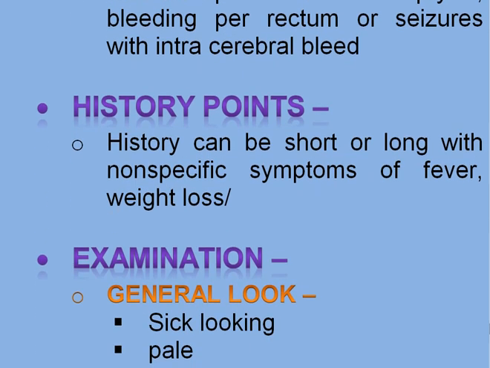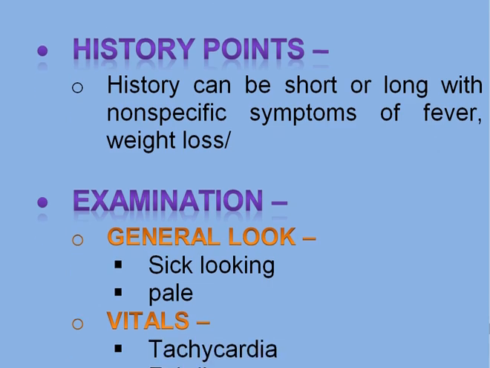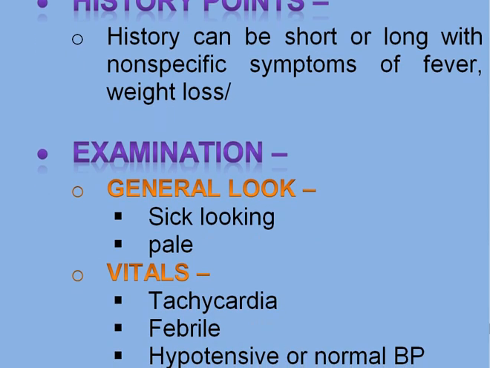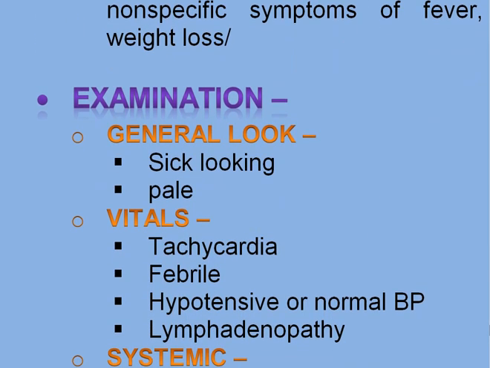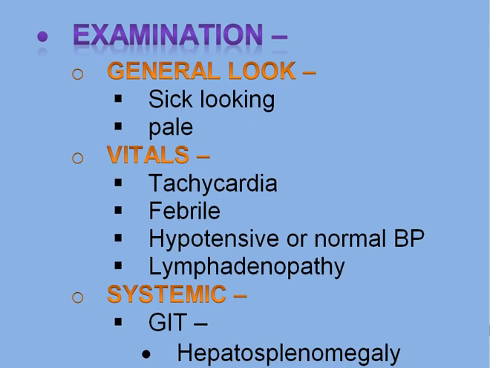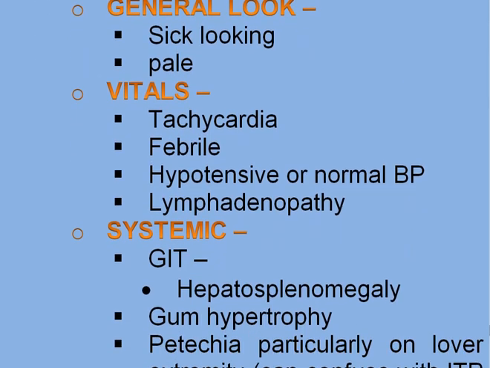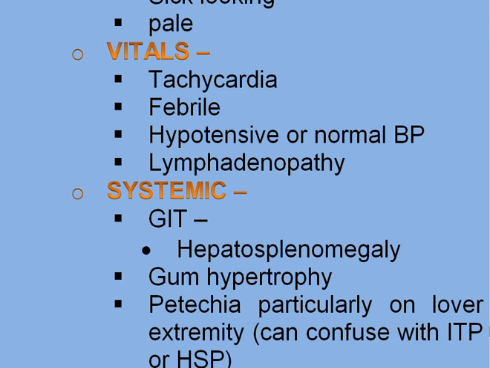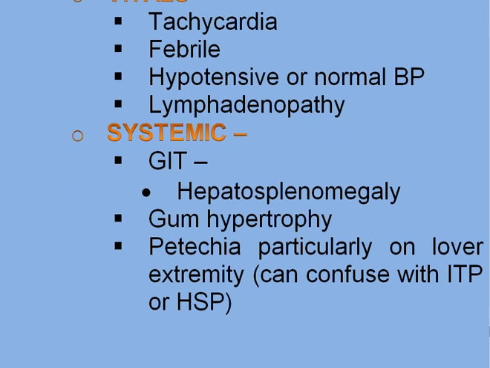Examination: the child will be sick looking and pale. Vitals: tachycardia, he will be febrile. Child can be hypotensive or have normal blood pressure, and there will be lymphadenopathy. There will be hepatosplenomegaly, the gums will be hypertrophied, and you can find petechiae and bruises, particularly on lower extremities, which can sometimes confuse the person with ITP or HSP.